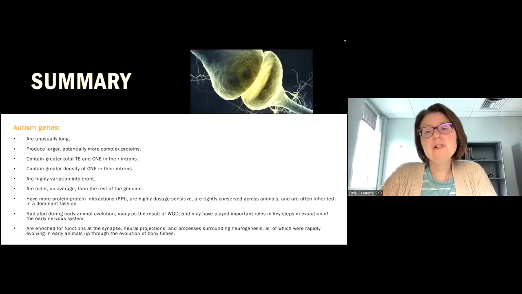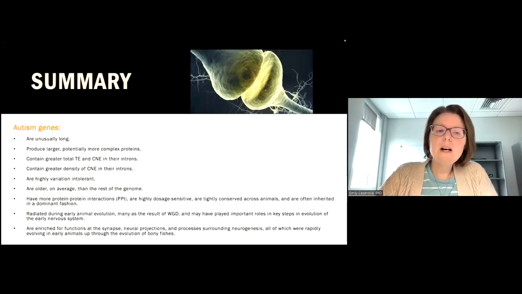So if there's a mutation, you're probably going to see something going wrong. They radiated during very early animal evolution. Many seem to probably be the result of whole genome duplications, and they may have played really important roles in key steps in the evolution of the nervous system.